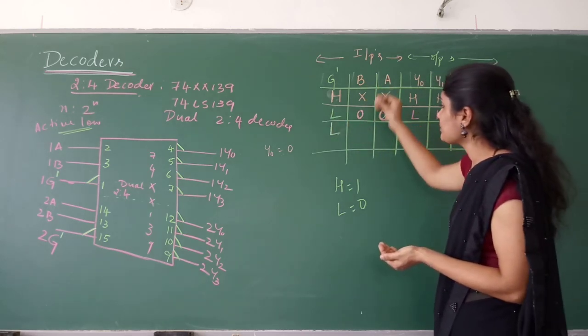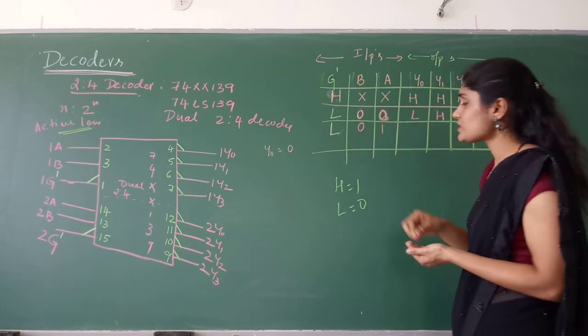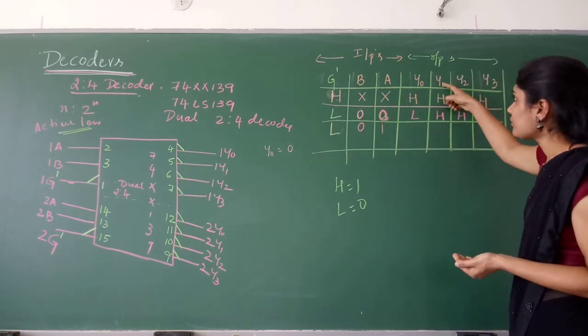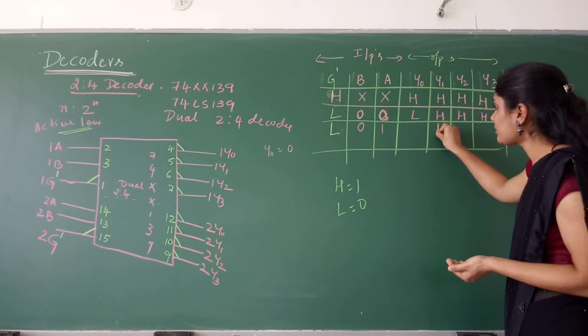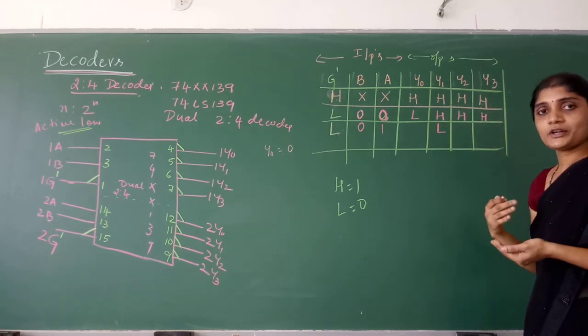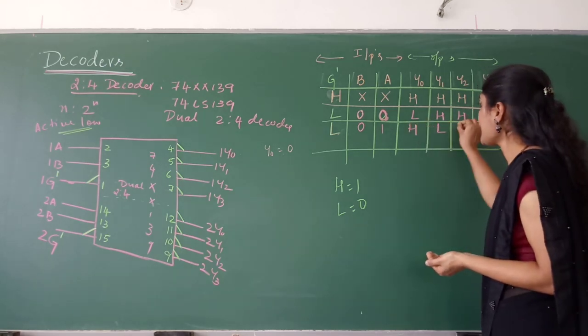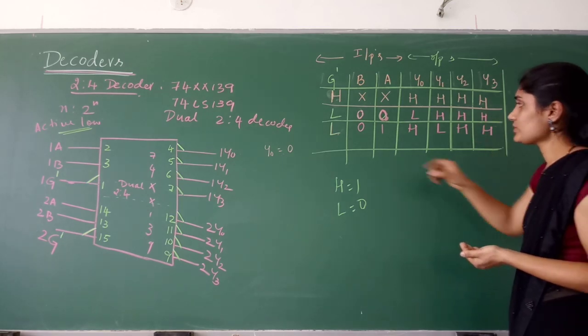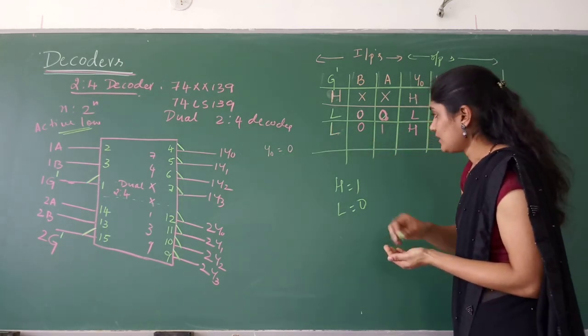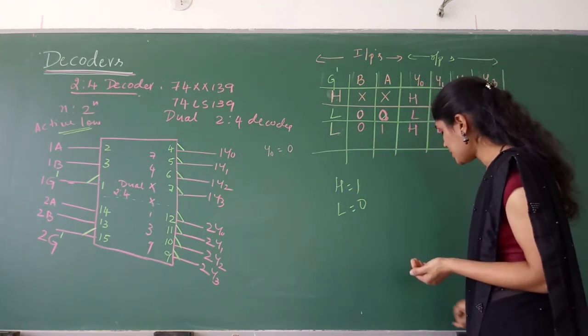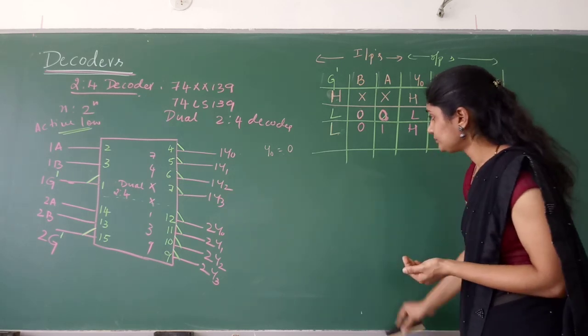These are called select inputs. Change the inputs to 0, 1 from 0, 0. Which output is active? Y1 is active. How do you denote it? By giving low. You will get the output as low. The remaining outputs are high. This is 0, 1.